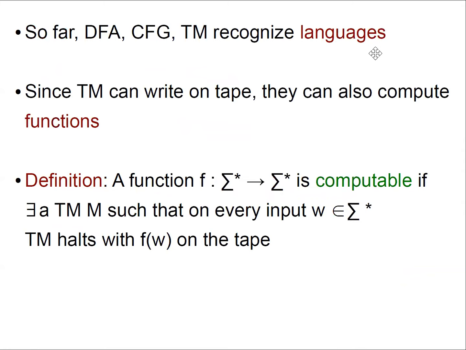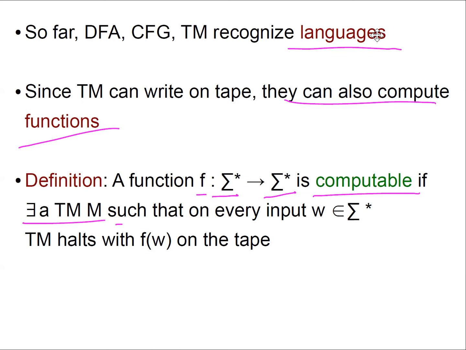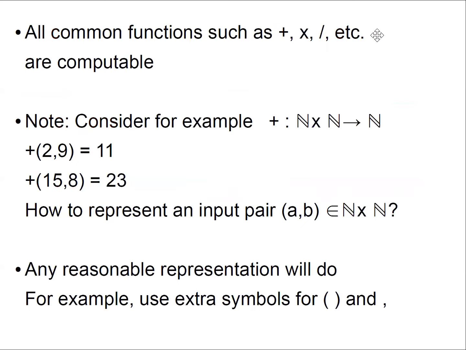So another important leap is that so far, DFAs, context-free grammars, and Turing machines recognize languages. But Turing machines can also write on the tape, so they can also compute functions. So I can think that a function that maps strings to strings is computable if there exists a Turing machine M such that on every input W, the Turing machine halts, and when it halts, it has F of W on the tape. So all common functions, such as addition, multiplication, division, etc., turn out to be computable.